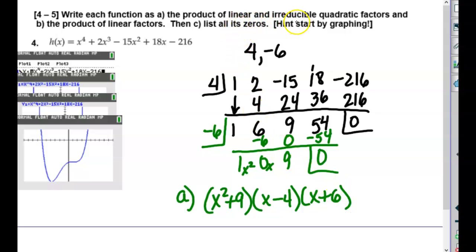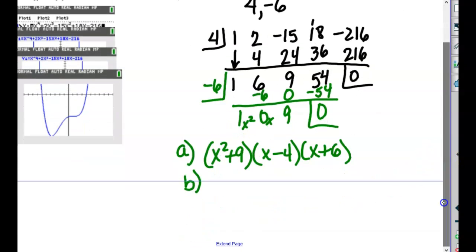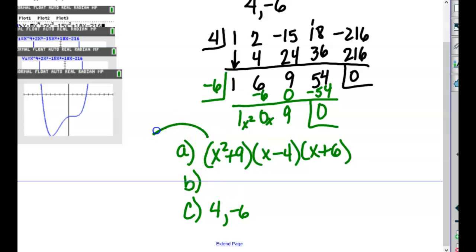Okay, product of linear, and this is irreducible, so now we have part A. The linear factors are these two, and this one is an irreducible quadratic factor. All right. Then B says write as linear factors. Well, we really have to find the zeros to do that. I'm going to do part C first. The zeros were 4, negative 6, and anybody know how we find those zeros?